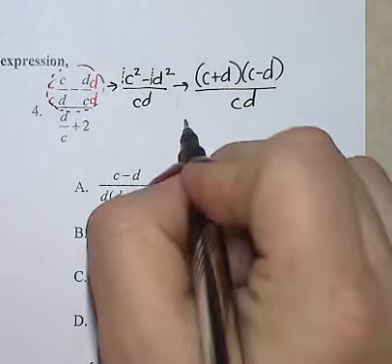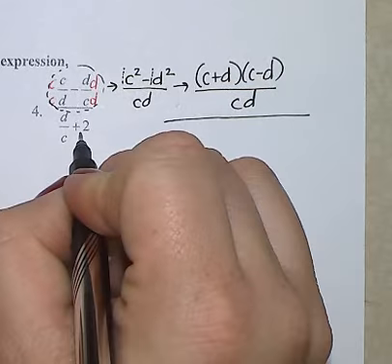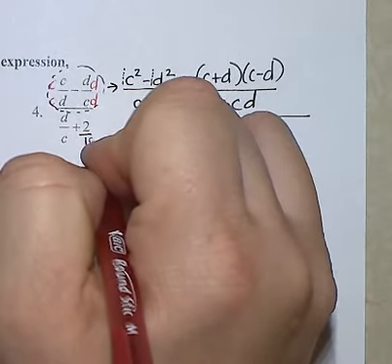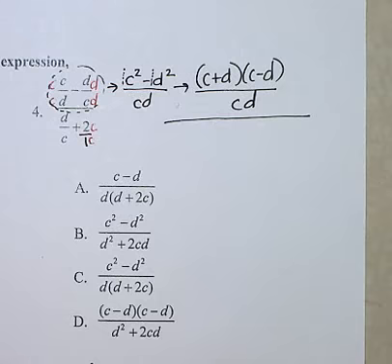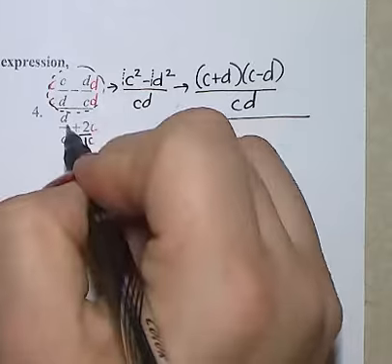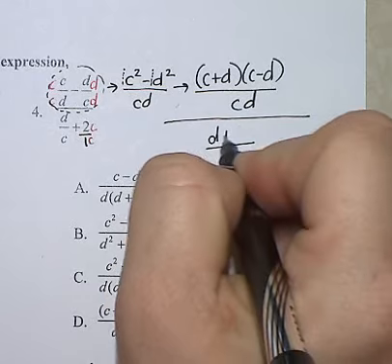Now let's look at the denominator. Right now there's a 1 underneath the 2. A common denominator would be a C. So times C and times C. Now I have C on the bottom. On top I have D plus 2C.